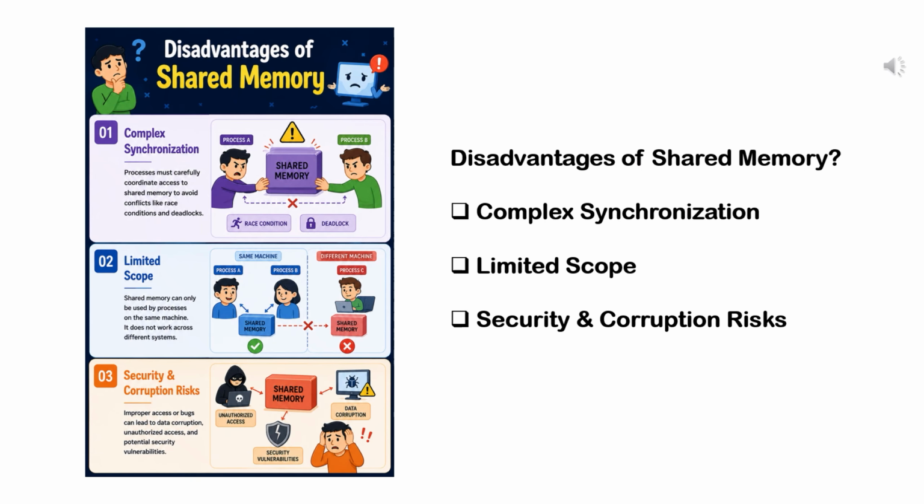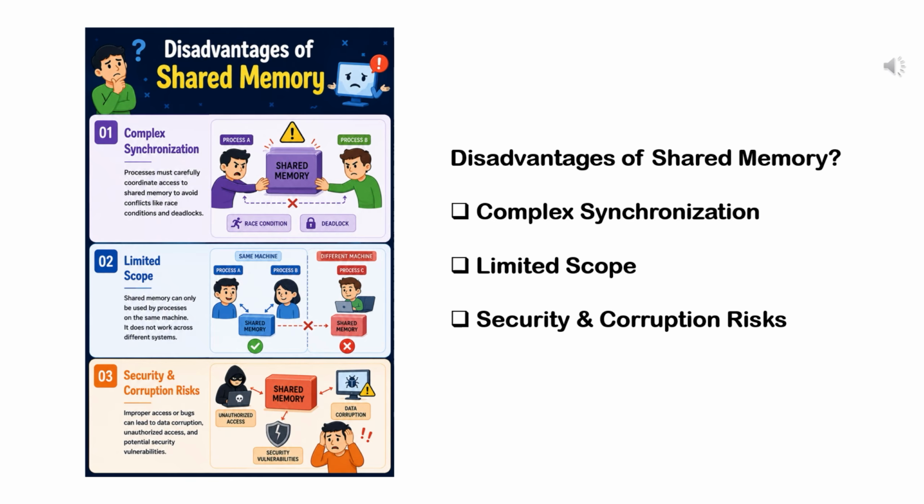Disadvantages of shared memory. Although shared memory is extremely fast, it also comes with some challenges. The first challenge is synchronization. If 2 processes try to modify the same data at exactly the same time, the data may become corrupted. This problem is known as a race condition. To avoid this, programmers use synchronization techniques such as mutexes, semaphores, and condition variables.